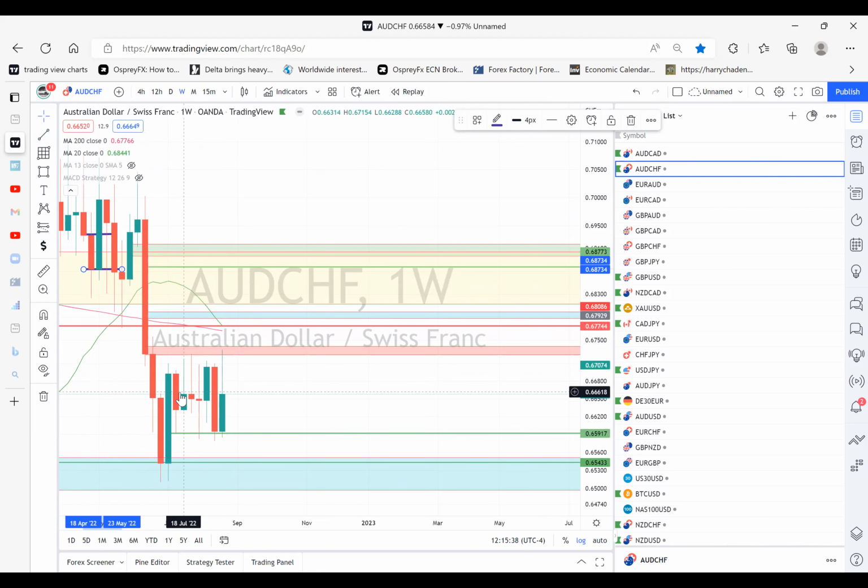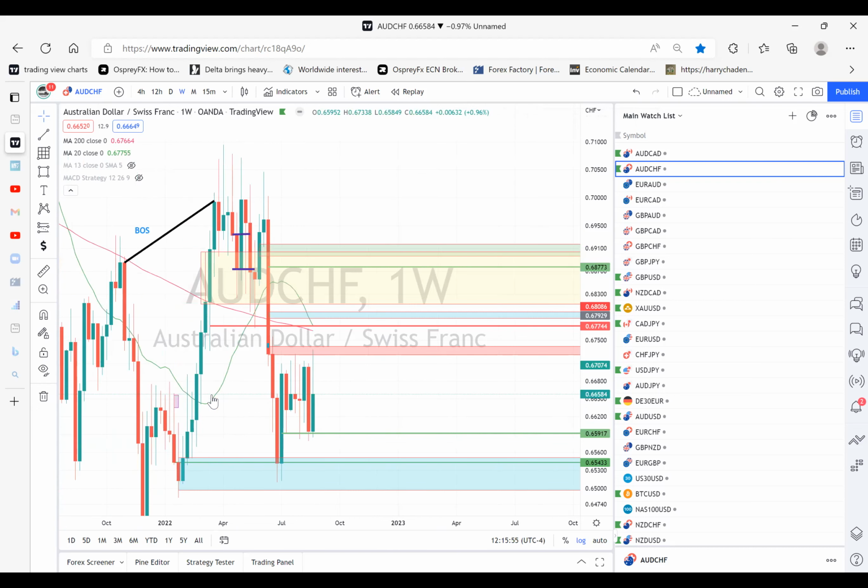Todd, can you zoom in? Because it appears that it did break. If you zoom out a little bit, you see what I'm saying? No, I don't. What are you saying? This appears to be where you have your breaker structure line.